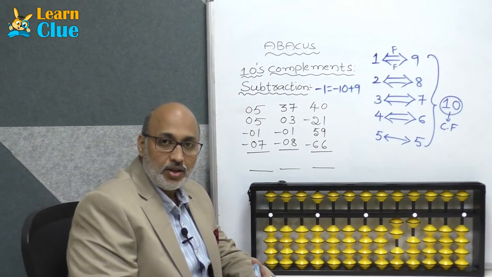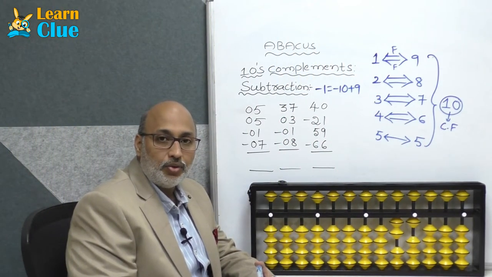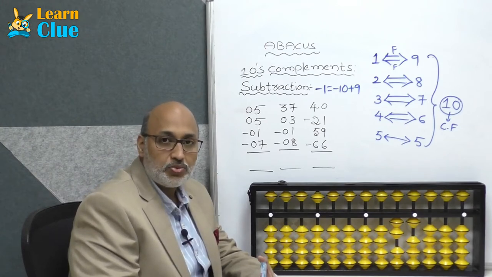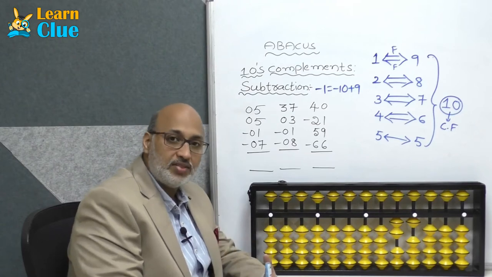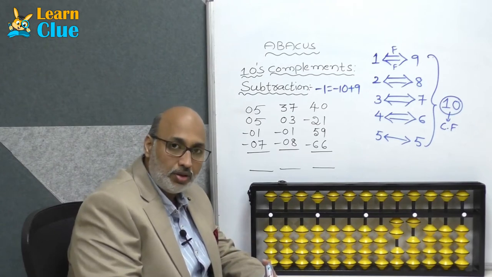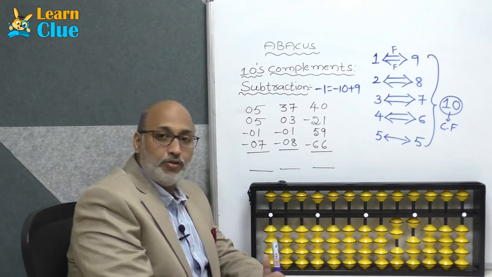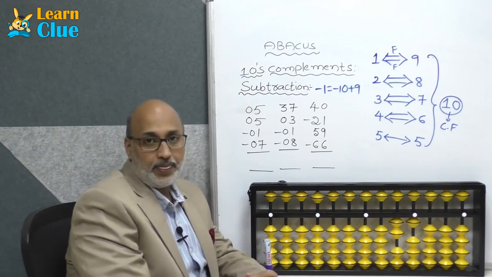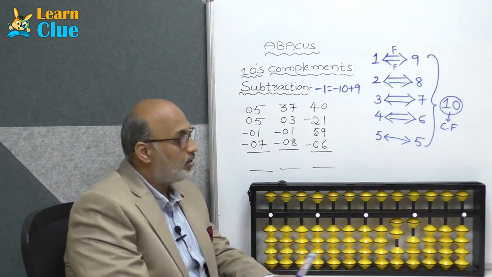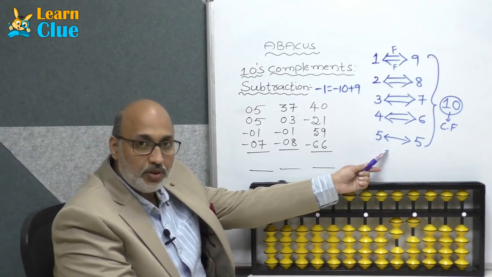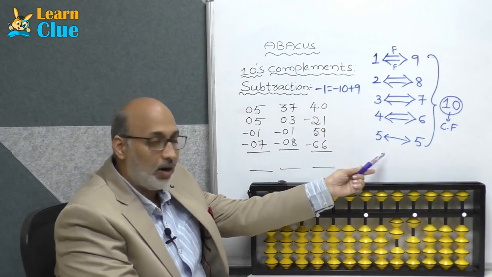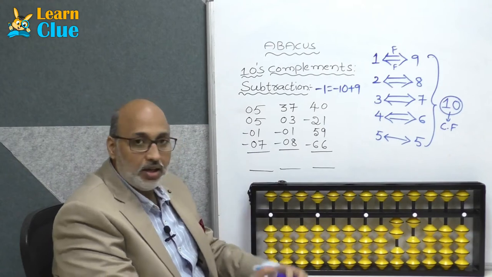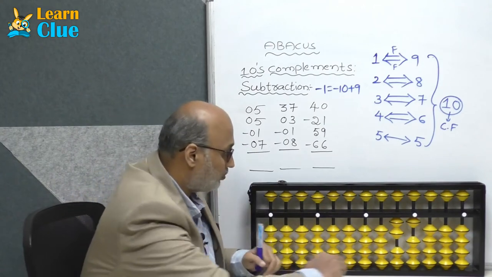Hi students, so far we have learned tens complements addition techniques of plus 1 to plus 9. Now in this session we are going to learn about subtraction of minus 1 to minus 9 in tens complements only. Here also the friends group will remain the same. The friends group you have to practice well, you have to remember well. Now let's see a couple of problems.